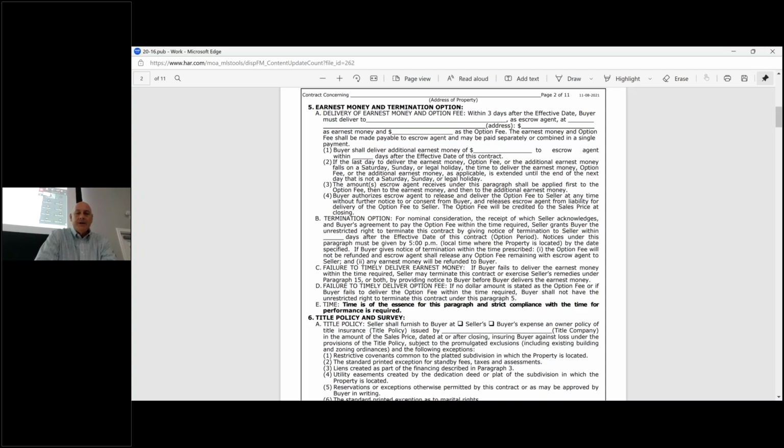If the last day to deliver the earnest money, option fee, or additional earnest money falls on a Saturday, Sunday, or legal holiday, the time to deliver the earnest money, option fee or the additional earnest money as applicable is extended until the end of the next day that's not a Saturday, Sunday, or legal holiday. All right, let's figure this out.